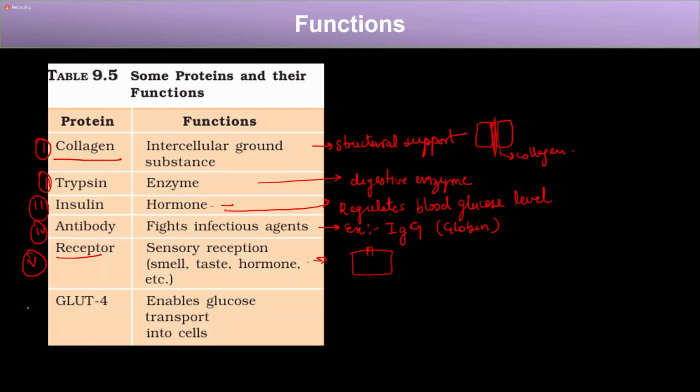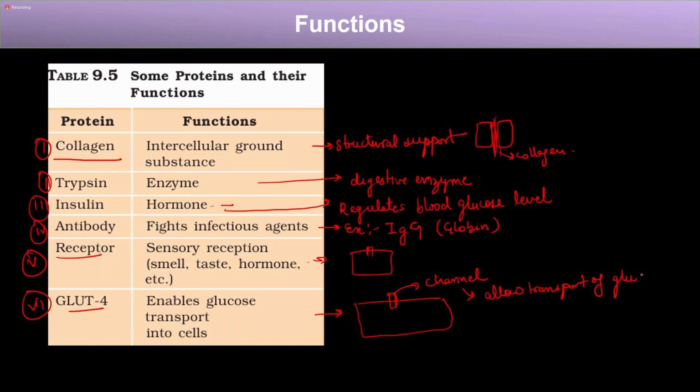Now the sixth is GLUT4. What is GLUT4? Suppose this is your cell, this is your plasma membrane, then GLUT4 will be present over the plasma membrane. It is a channel, and what does this channel do? This channel allows transport of glucose. So GLUT4 is a channel that allows transport of glucose. So these are certain proteins and their functions.